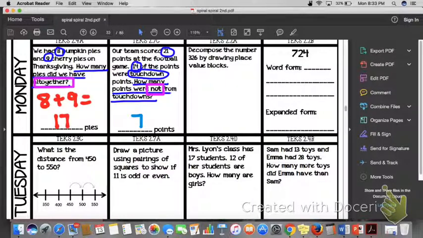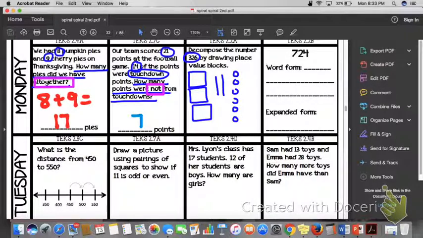The next one says, decompose the number 326 by drawing place value blocks. So we're going to draw the number 326. I have 3 hundreds, 2 tens, and 6 ones. 1, 2, 3, 4, 5, 6. If you have not done this on your paper, go ahead and pause the video and draw it right now.